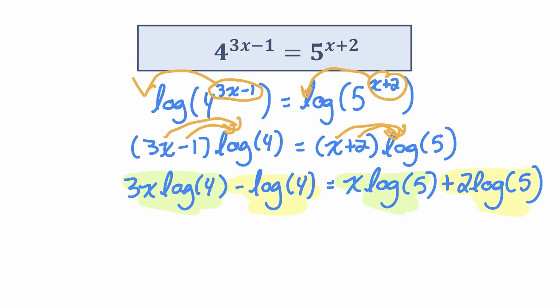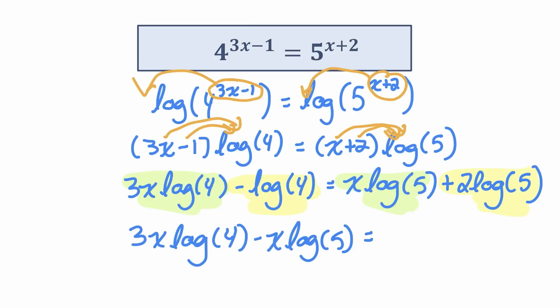I'll bring the terms with the x to the left. So on the left, I have 3x log 4 minus x log 5. On the right, I have 2 log 5. But remember, I could take that coefficient of 2 and write it as the exponent on the argument of the log. So that'd be equal to log of 5 squared, which is log 25. So I'll just say log 25.